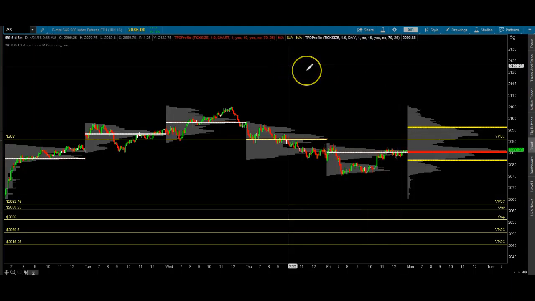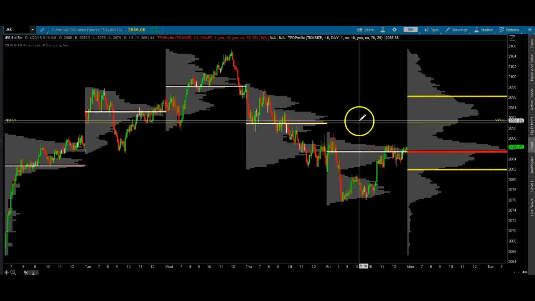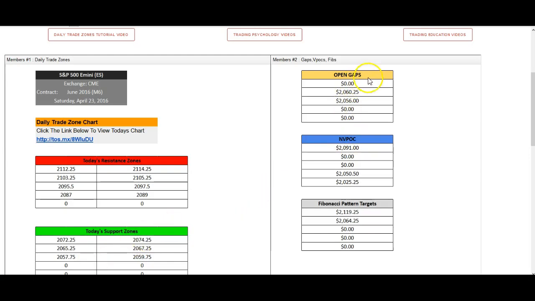I hope that helps with the gaps and the VPOCs. Once they've been touched, it's done. It comes off the chart, and it'll actually come off these levels at the end of the day. Remember, these are done at the end of the day, so overnight, these numbers might actually get hit.